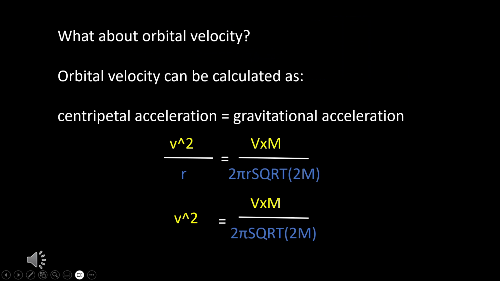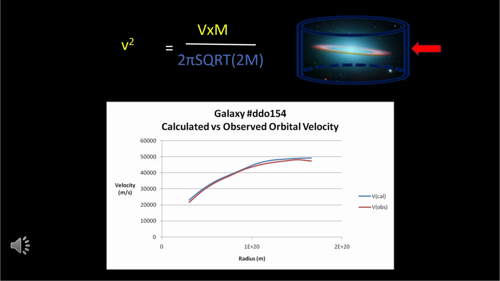But what about the orbital velocity? Orbital velocity can be calculated as the centripetal acceleration is equal to the gravitational acceleration. Therefore, we can take our formula for centripetal acceleration and our formula for gravitational acceleration and calculate the orbital velocity. And again, you can see that our new calculated orbital velocity is very similar to the observed orbital velocity.